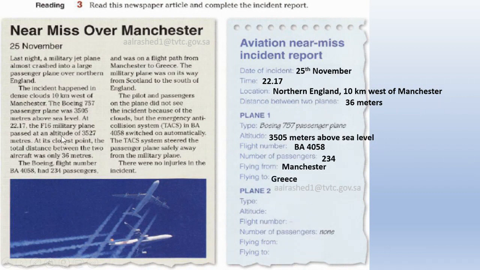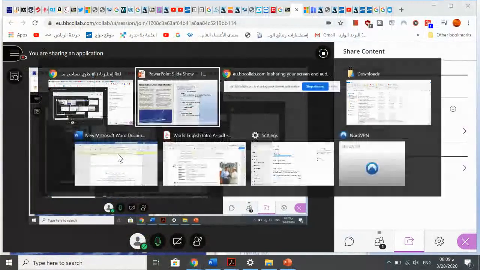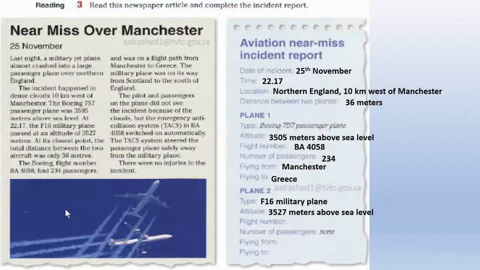Okay, we need the information about the military jet plane. Okay, its type is an F-16 military plane. Altitude, the height of this plane was 3,527. Okay. Flight number. We don't have any flight number because this is a military plane, not commercial.